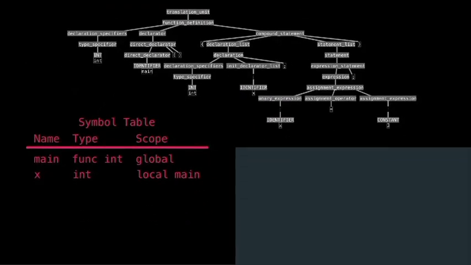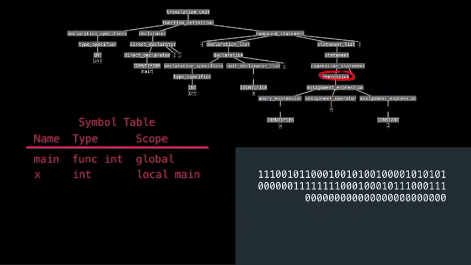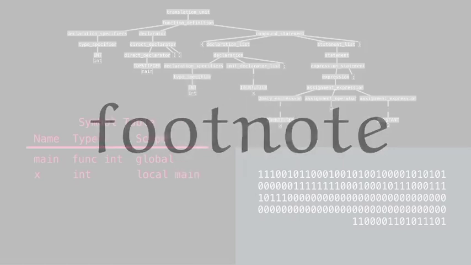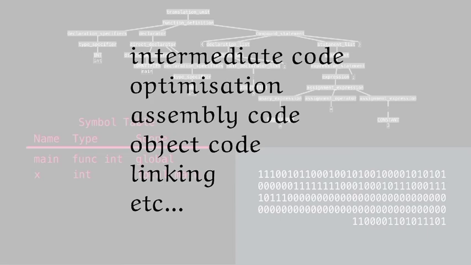The final step is to traverse the tree and figure out some machine code that would effectively do the same thing as this particular source code. I just want to clarify that, typically, compilers don't go directly from the parse tree to the machine code. There's usually a few intermediate steps that we're going to skip over.